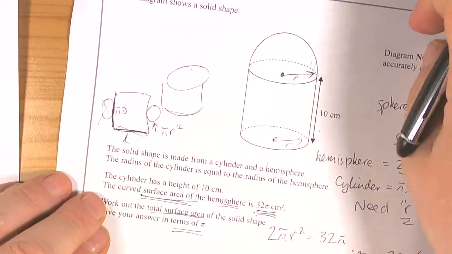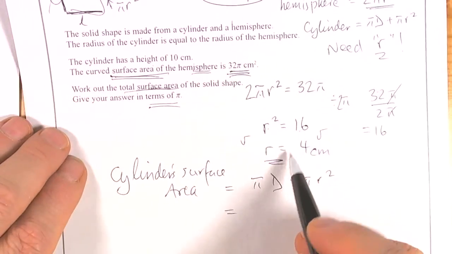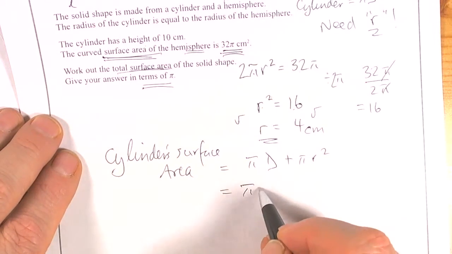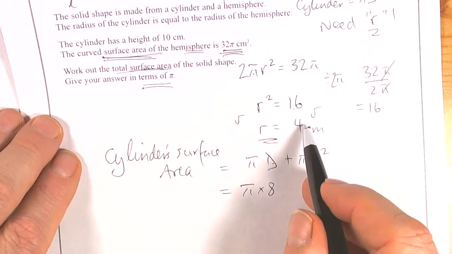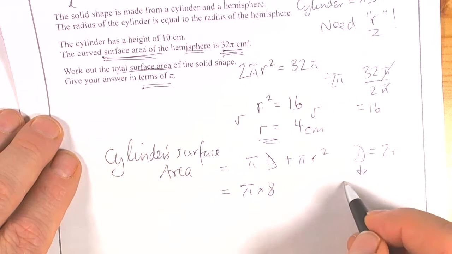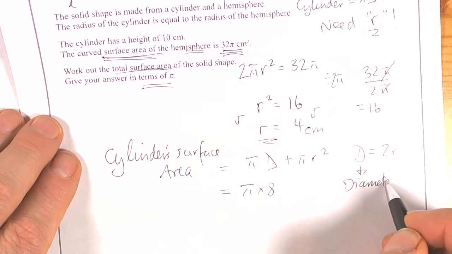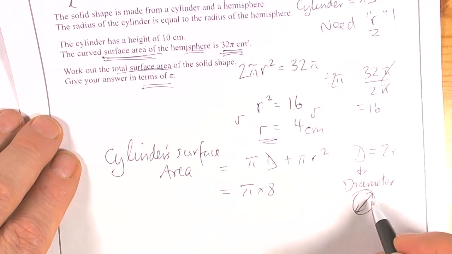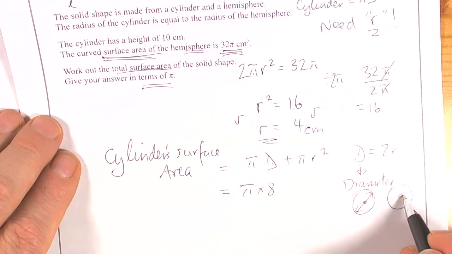So we knew from the information that this r was going to be useful. So pi times 8, because diameter is 2r. Got to remember that the diameter is equal to 2r, d being the diameter, and the diameter being all the way across the centre, and the radius being from the centre to the outside.